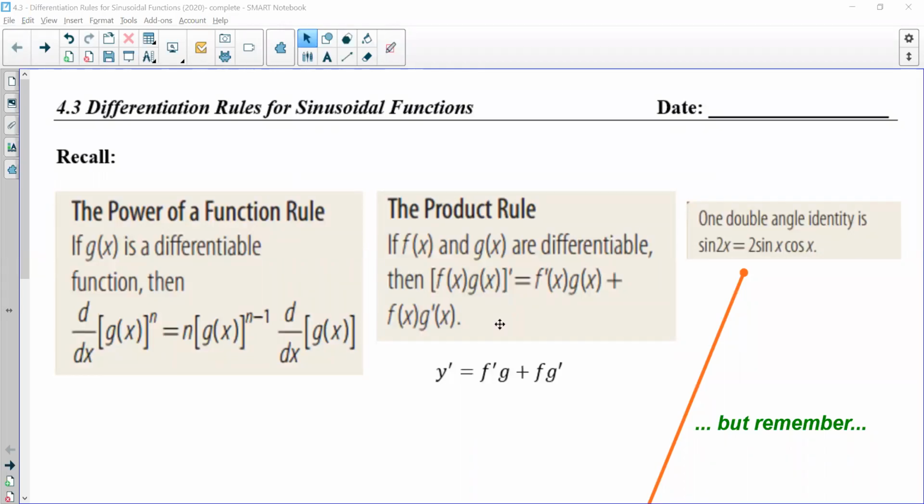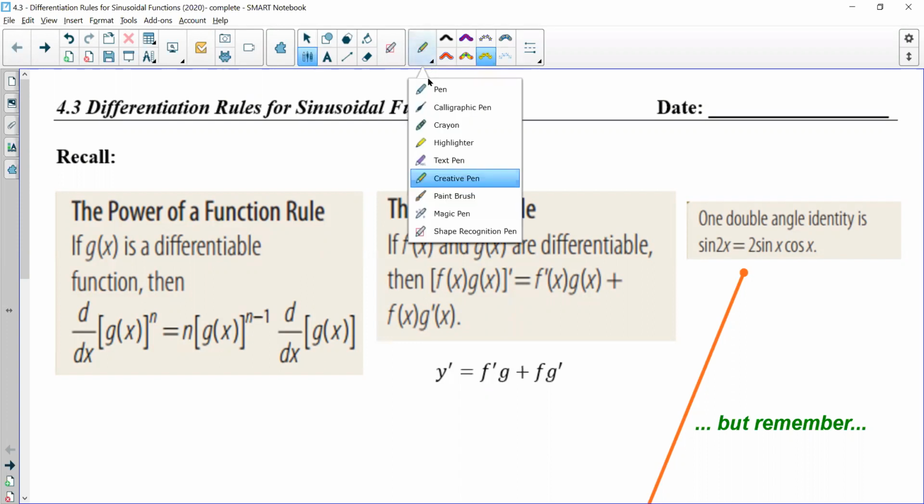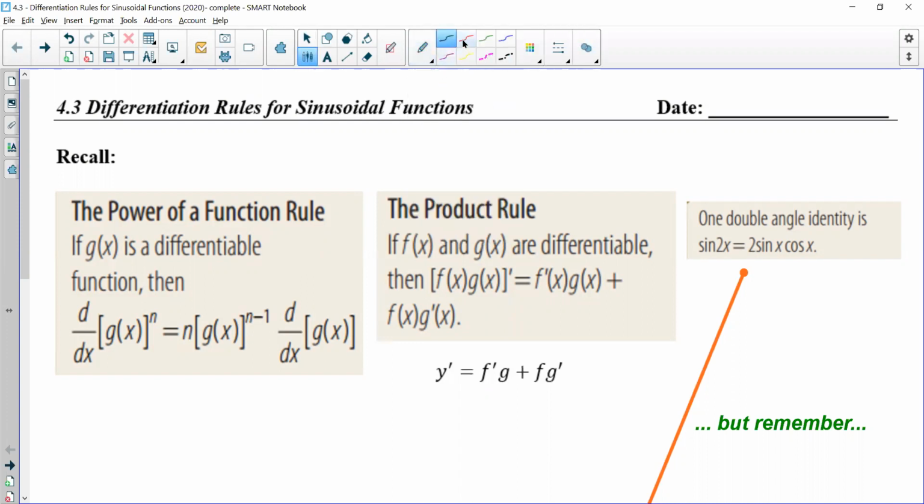So today we're going to be taking a look at section 4.3, differentiation rules for sinusoidal functions. And as you can see, we're going to take a look at a few different things you've already looked at. The power of a function rule, which we've already taken a look at. So just to quickly review, we've got a couple items here.